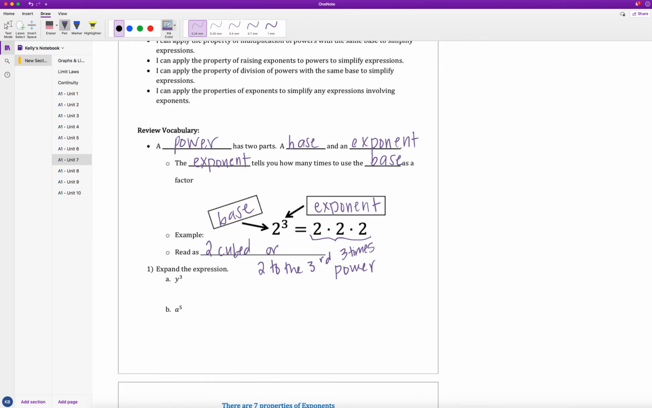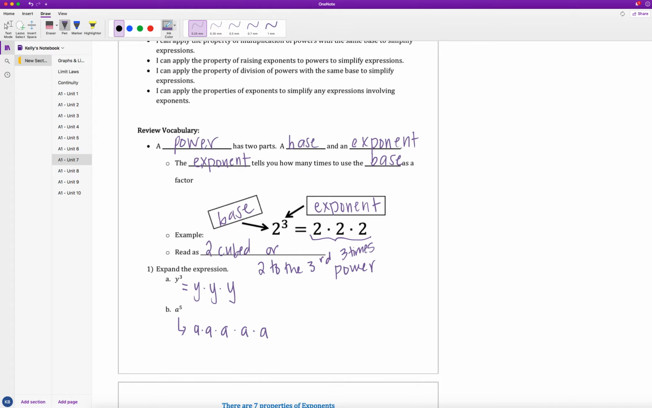So in this first example right here, it is pronounced y cubed, or y to the third, and this would be equal to y times y times y. So I have 3 y's because my exponent is a 3. In example B, this says a to the fifth, and that tells me that I'm going to multiply a to itself 5 times, since my exponent is a 5 this time. So I'll get a times a times a times a times a.